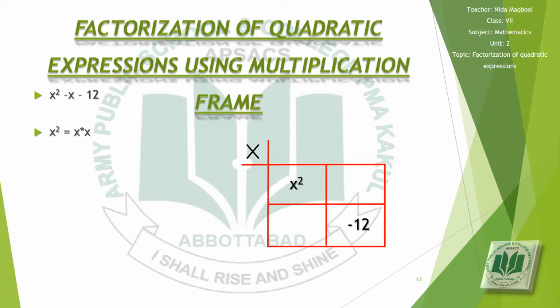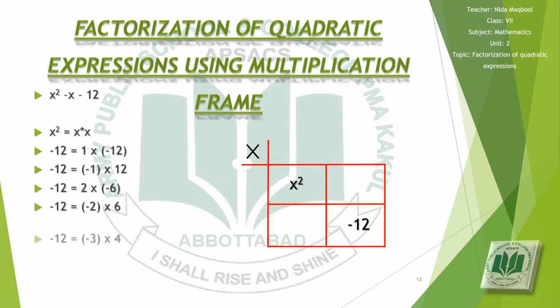Considering the factors of minus 12, there are different possibilities, which are 1 into minus 12 or minus 1 into 12. It could be 2 into minus 6 or minus 2 into 6. Another pair is minus 3 into 4 or 3 into minus 4. Now remember that you will select those factors which when added would give us the middle term, which in this case is minus 1, and it would give us a product of minus 12. So we will select 3 and minus 4.